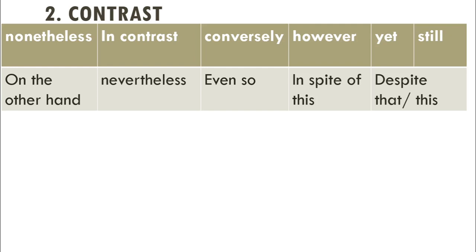Here we have contrast. To mean contrast, we use some sentence connectors like nonetheless, in contrast, conversely, however, yet, still, on the other hand, nevertheless, even so, in spite of this, despite that, or despite this. So all these connectors are used in sentences as sentence connectors to mean contrast. These words are used to mean direct opposition.